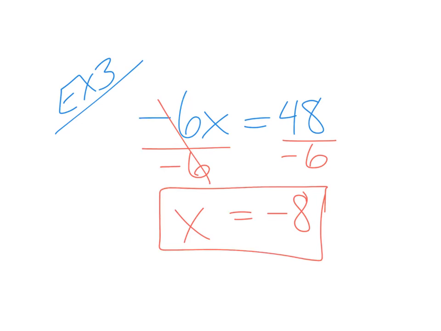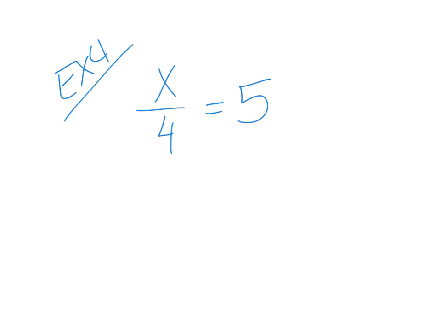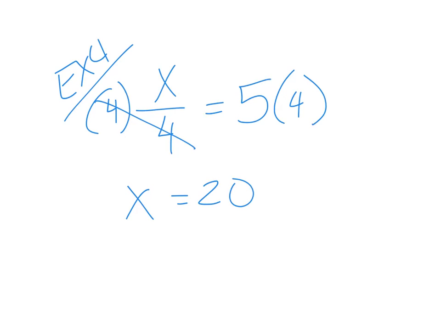Okay, let's do example 4. We have x over 4 equals 5. We're on page 86 in your books. This is currently division, so what are we going to do to move it? Multiply. Multiply times 4, both sides. So you're left with x on the left. What's 5 times 4? 20. So my answer is x equals 20.